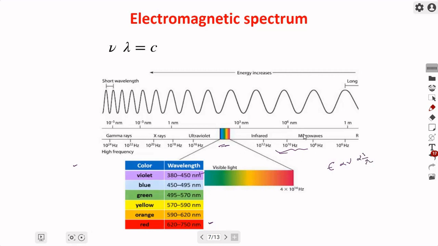So the waves that lie on the right hand side of visible light, whose frequency is lower than visible light, have low energy, that's why they are not harmful. On the other hand, if we go to the left side, this series contains X-rays, UV rays and gamma rays. This type of radiation is harmful to living organisms due to their extremely high frequencies and thus extremely high energies.